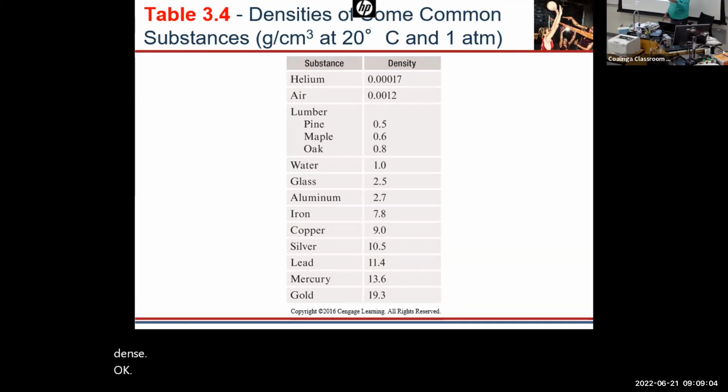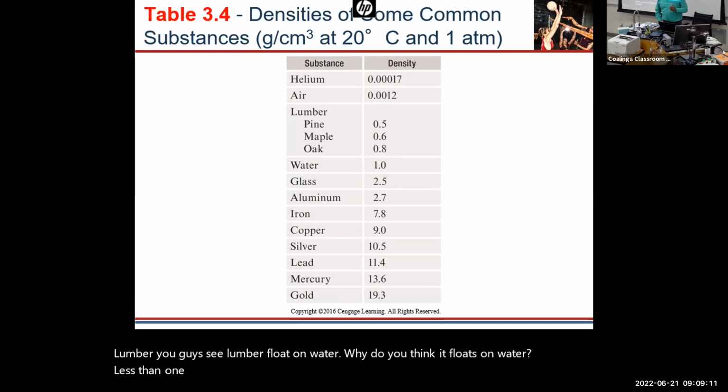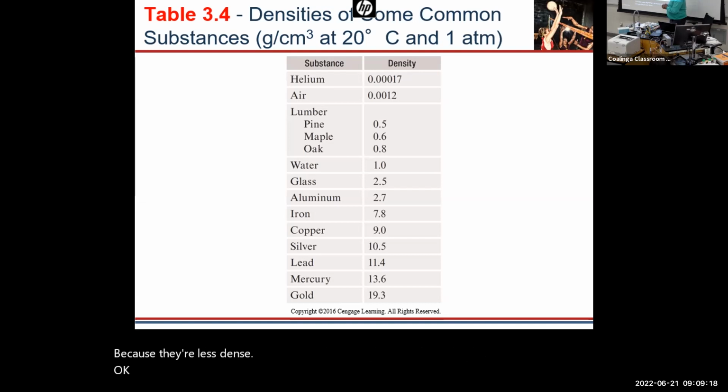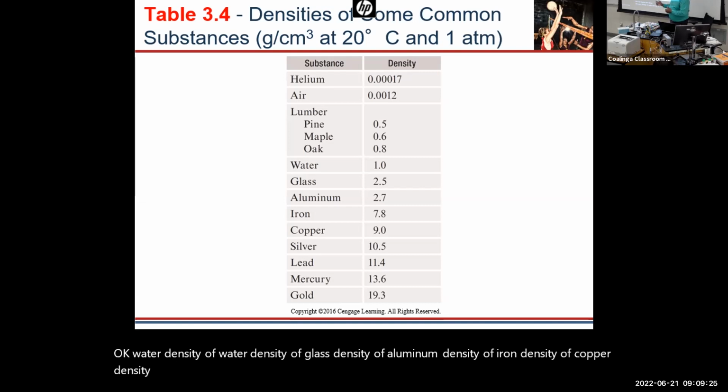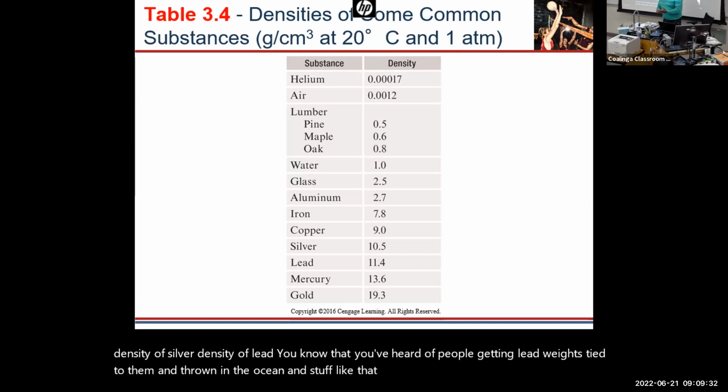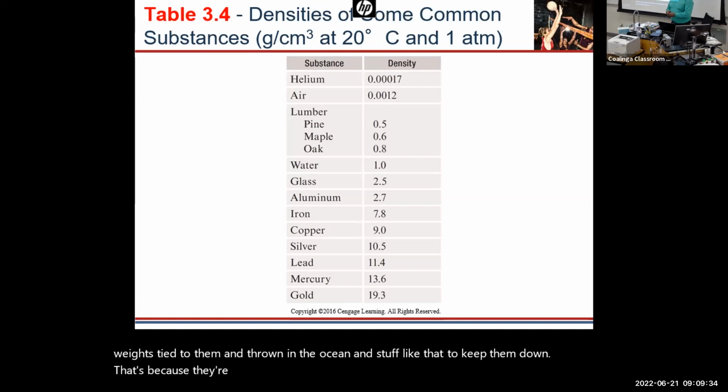Lumber, you guys see lumber float on water? Why do you think it floats on water? It's less dense than water. That's the reason why boats float, right? Because they're less dense. Okay, density of water, density of glass, density of aluminum, density of iron, density of copper, density of silver, density of lead. You've heard of people getting lead weights tied to them and thrown in the ocean to keep them down. Well, that's because the lead is more dense than those people that they tied them to, right?